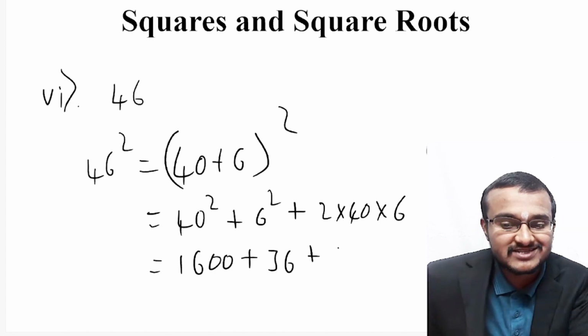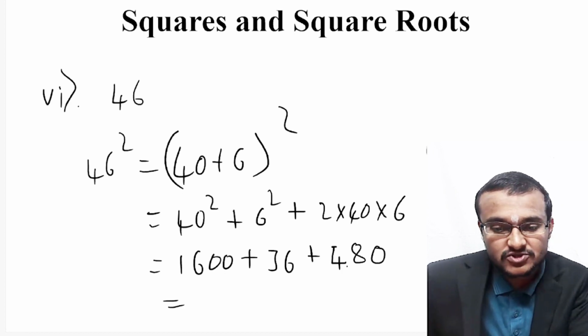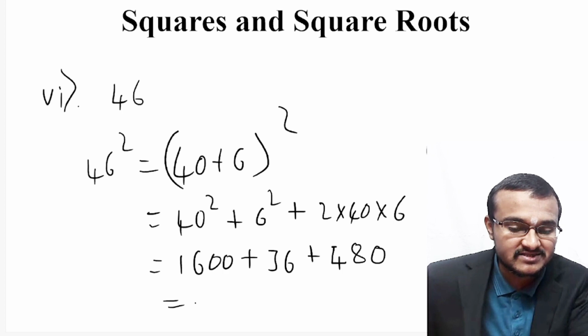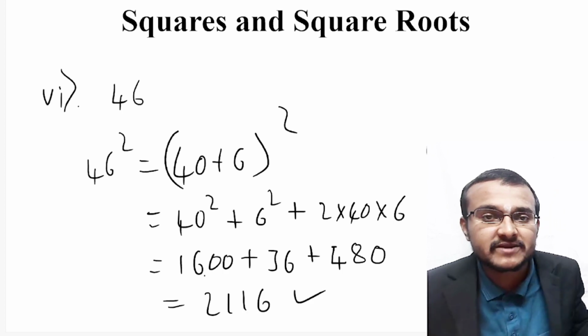So 40 into 2 is 80, or you can take 6 4s are 24, which is 240 into 2 will be 480. So when you add these three numbers, you will get the answer for 46 square. So 1600 plus 480 is 2080 plus 36 will be 2116. So 2116 is the answer for 46 square.